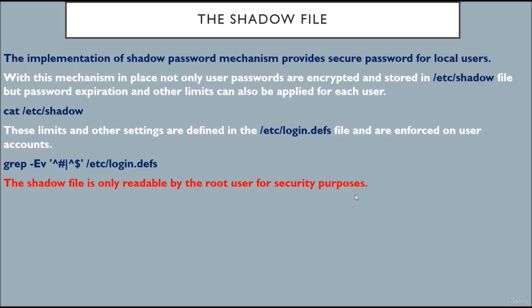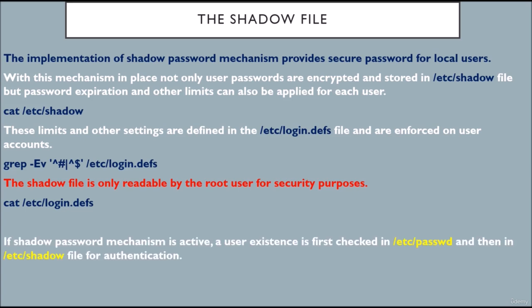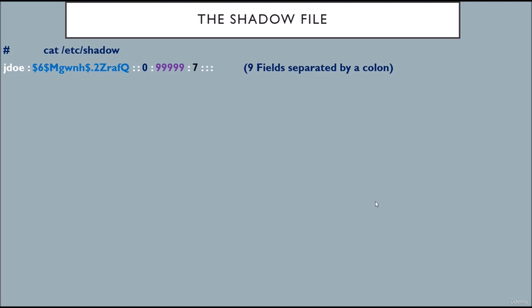The shadow file is only readable by the root user for security purposes. That's why I logged in as root, and that's how I looked at this file. You can also just cat the login.defs file and see what it looks like. It will be better if you run it with the grep option like I did. If shadow password mechanism is active, a user's existence is first checked in the /etc/passwd and then in /etc/shadow file for authentication. We can also cat the /etc/shadow file and look at a particular user.